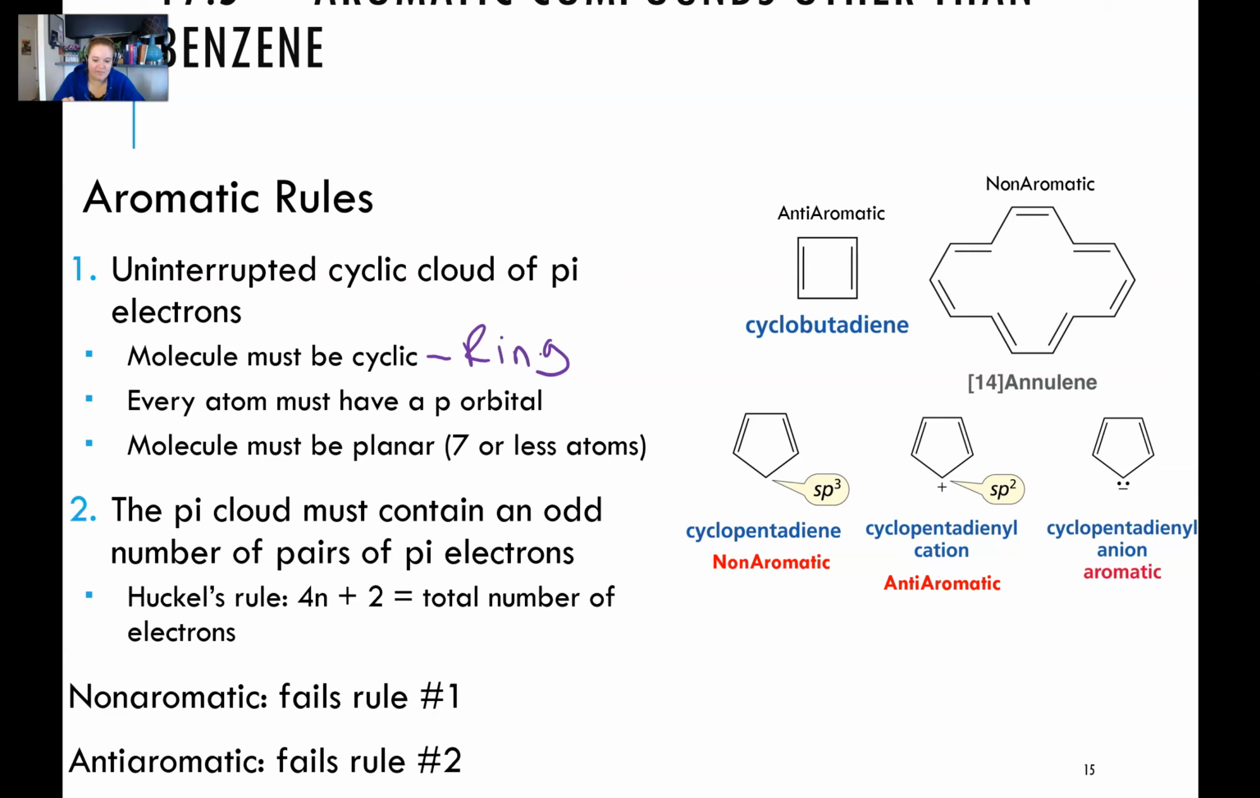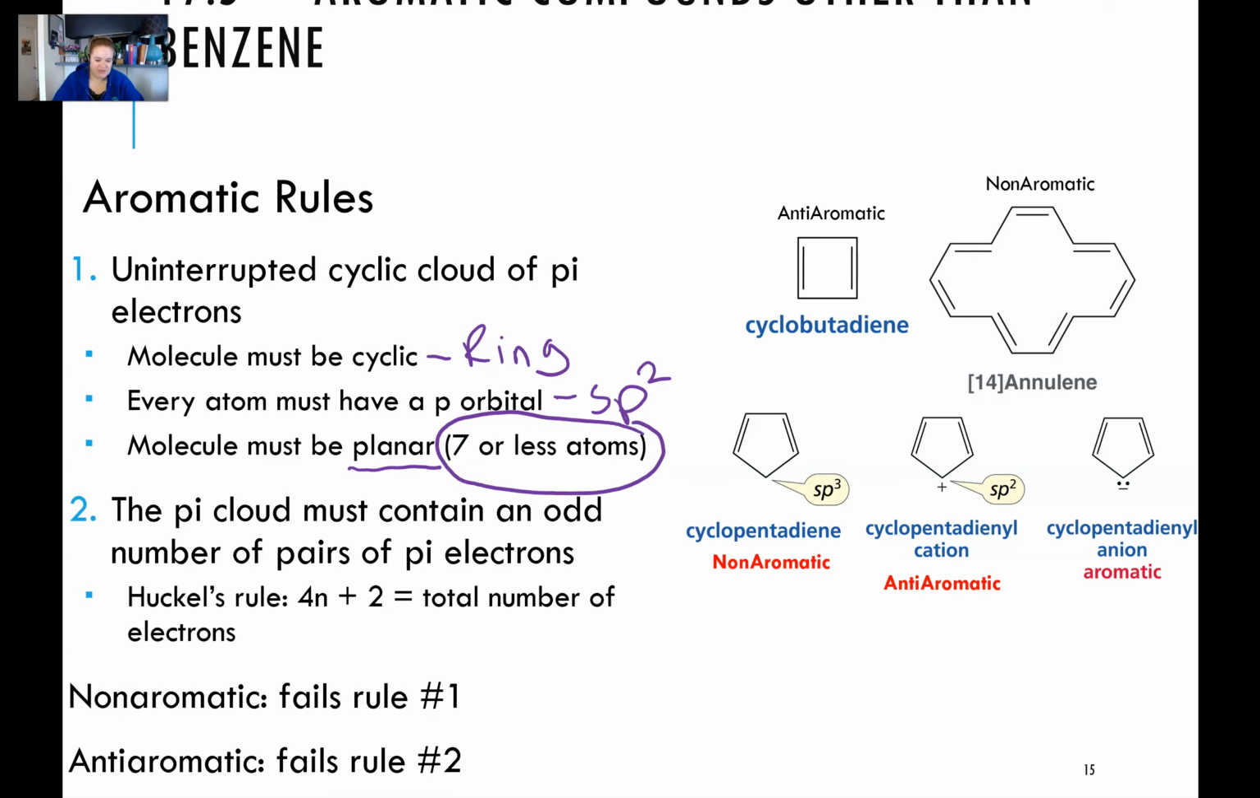Every atom must have a p orbital, so that means they all have to be sp2 hybridized, and the molecule must be planar. That means it has to be flat, and in order to get a flat ring, we have to have 7 or less atoms. If we have 8 or more atoms, it can form that buckled shape, and it won't fulfill rule number 1.